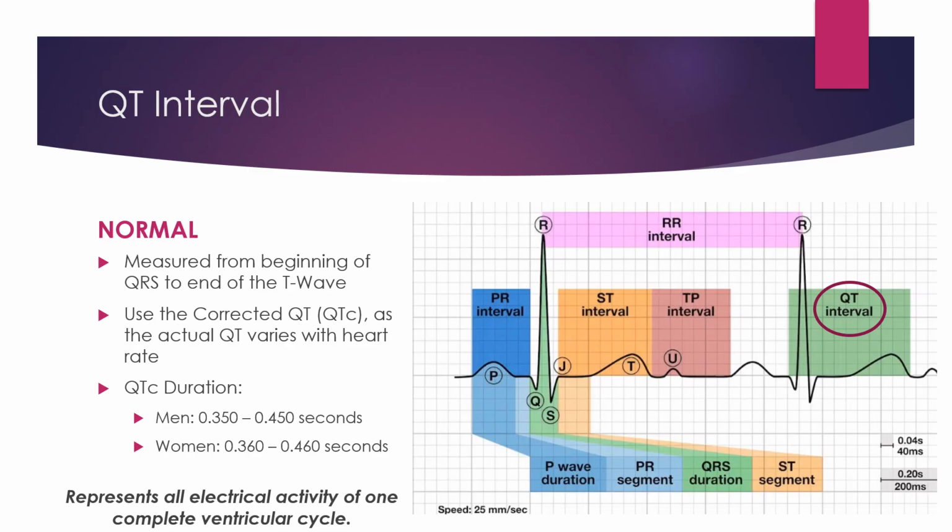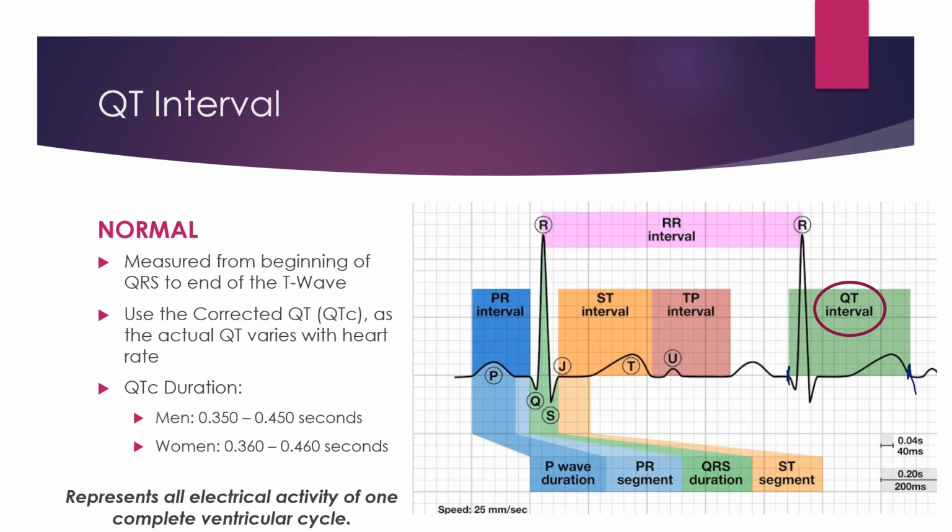All right, the QT interval is going to be really, really important for you guys to understand. The QT interval represents all of the electrical activity that happens in the ventricles in one cycle. It's measured from the beginning of the QRS to the end of the T wave. So it is the depolarization and the repolarization of the ventricles.